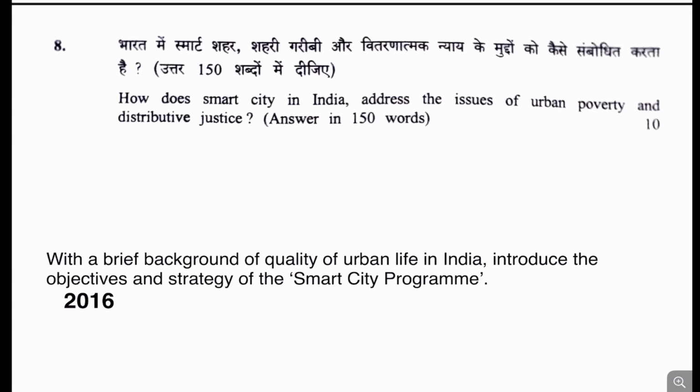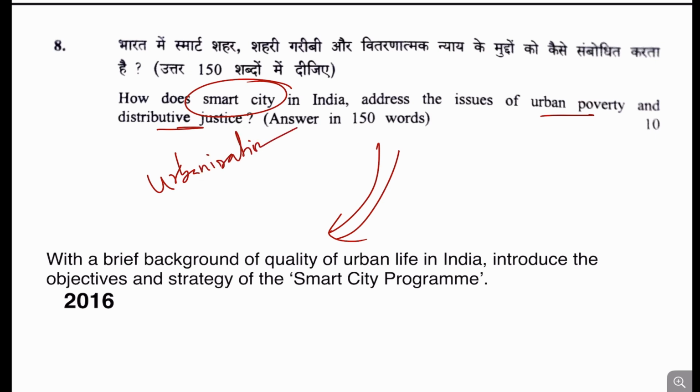Now moving to question number 8. How does a smart city in India address the issues of urban poverty as well as distributive justice? So this type of question based on the smart city has also been asked, and the smart city becomes very important because of urbanization, which is in the syllabus given by the UPSC. Okay, and hence this question becomes important.